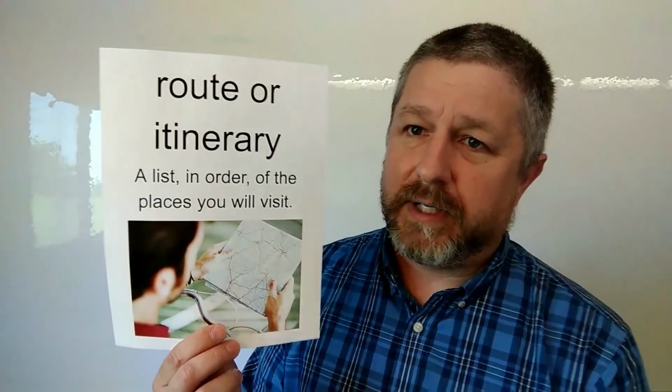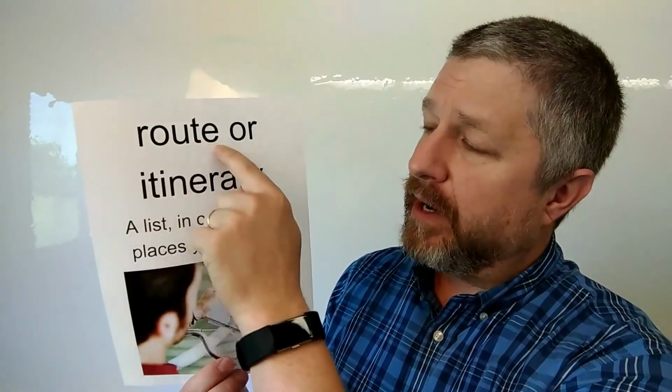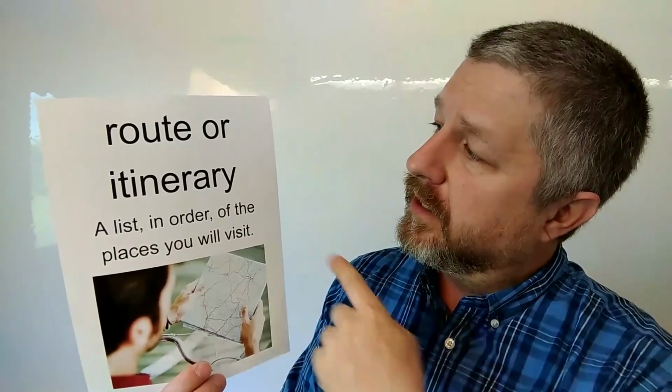When you go on a trip, a lot of times you will have a route or an itinerary. Now this word, route, you may hear it pronounced route. So route or route, we say route most of the times in Canada. And itinerary is a bit of a challenge. It's a bit of a mouthful of words, isn't it? But this is a list in order of the places you will visit.